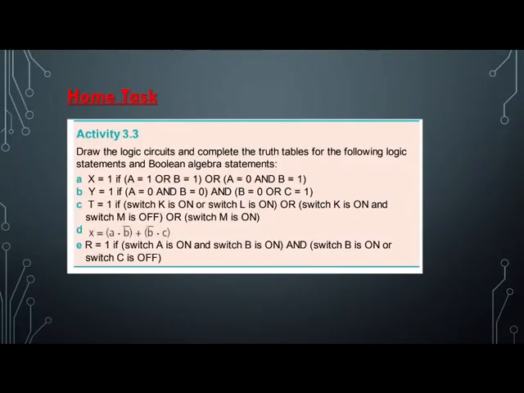This is your home task. You have to do the activity 3.3 from your book. You have to draw the logic circuit to complete the truth table of the following. There are 5 parts, so you have to make a total of 5 logic circuits.